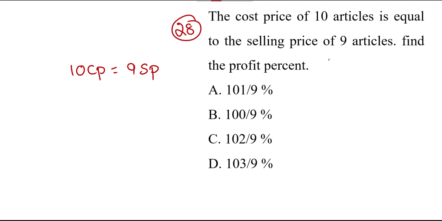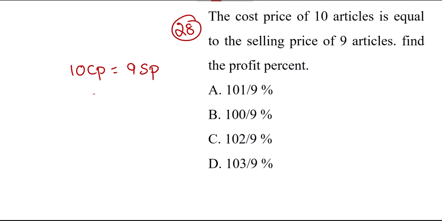Definitely he'll get a profit, because the 10 articles' amount he got by selling 9. He's having one more article. Whatever amount he sells it for, that much profit he'll get. Let us say you purchased 10 balls for 100 rupees. That 100 rupees you got by selling only 9 balls. You have one more ball. Whatever amount you sell it for, that much profit you will get, right? So that's the scenario.